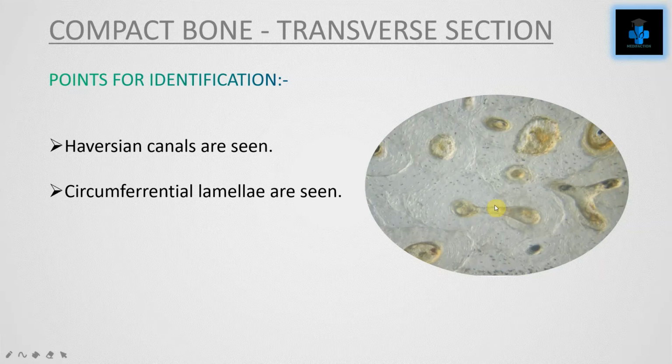Compact bone, transverse section. Points for identification. Here, the Haversian canals are seen and also circumferential lamellae are also seen.